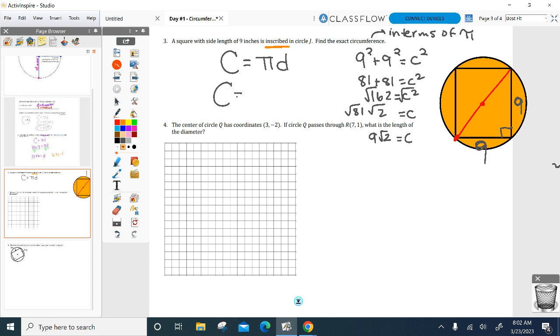So we're good now. So circumference, 9 radical 2 was the diameter, times pi. Again, just please make sure the pi is clearly outside the radical. So that's exact circumference right there. No decimals, no nothing.